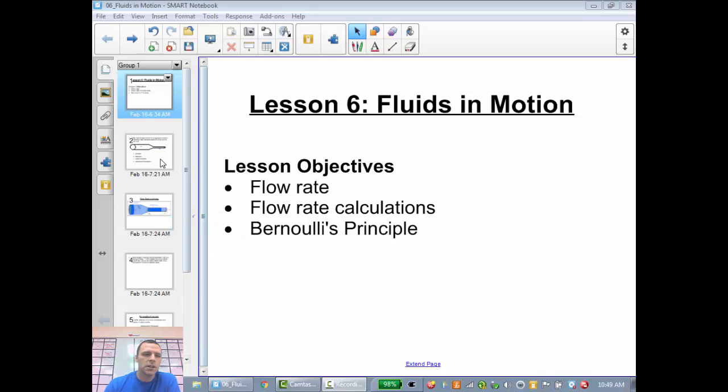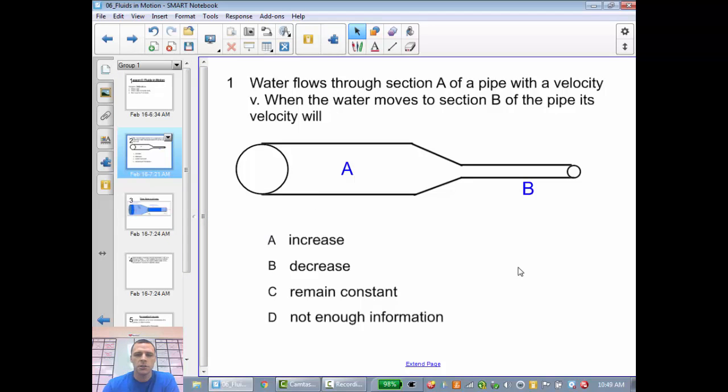So to get things started, I actually wanted you to try a question, and the question is this. Water flows through section A of a pipe, so we have this pipe here and water's going through it. Water's flowing through the pipe and it has a velocity of v. When the water moves into section B of the pipe, its velocity will A, increase, B, decrease, C, remain constant, or D, there's not enough information to determine.